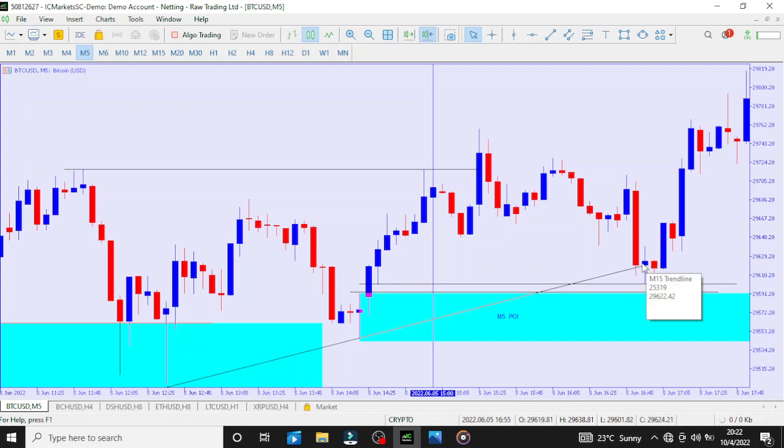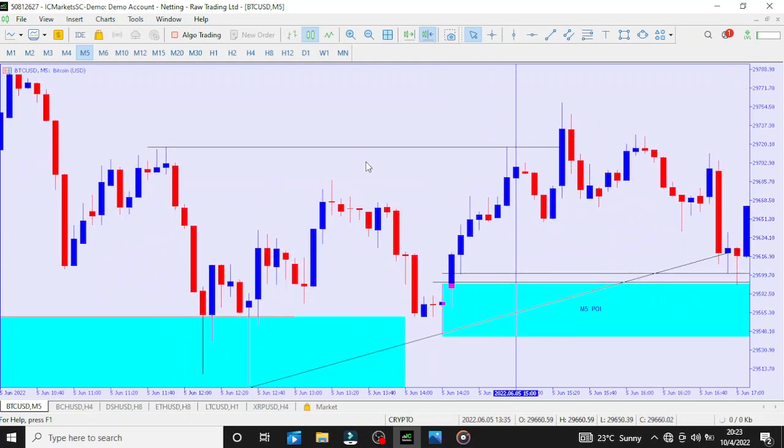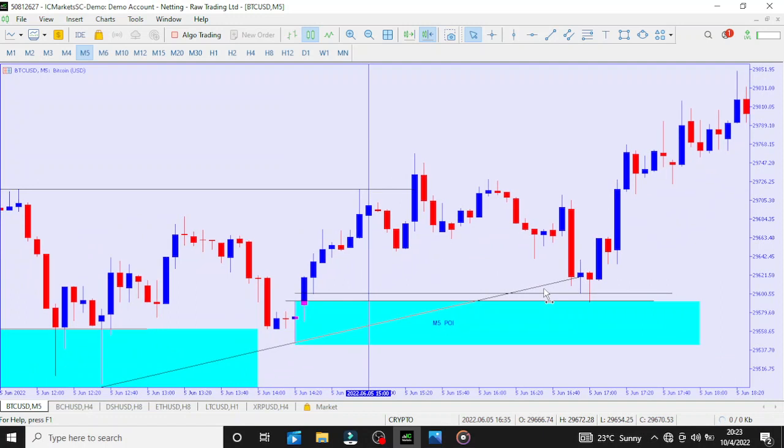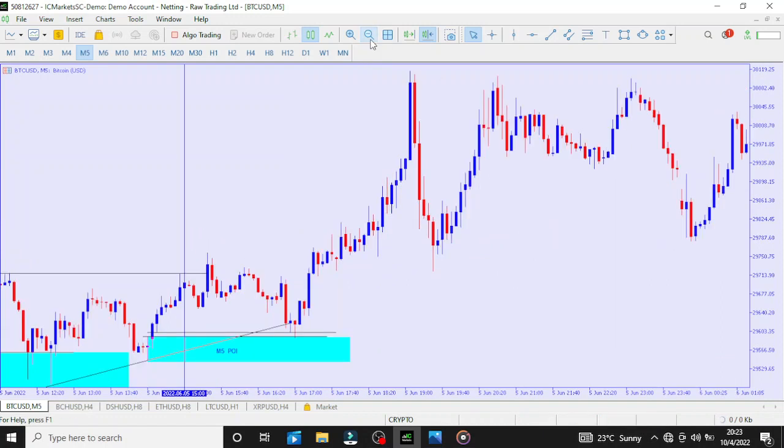This reversal pattern right here. A lot of people were buying. After this candle closed, they buy and put their stop loss below. Definitely their stop losses were manipulated. You see, this is the first liquidity test that was manipulated, this is the second liquidity test that was manipulated, and this is the third liquidity that was manipulated. Then the price continued to the upside.